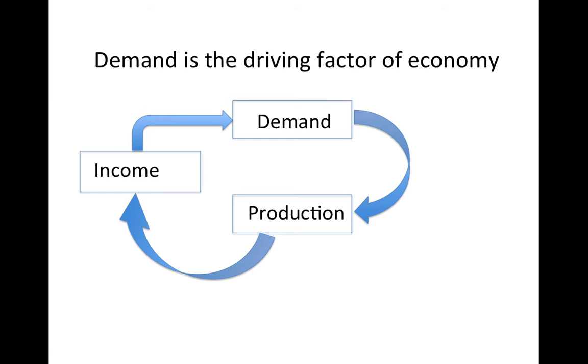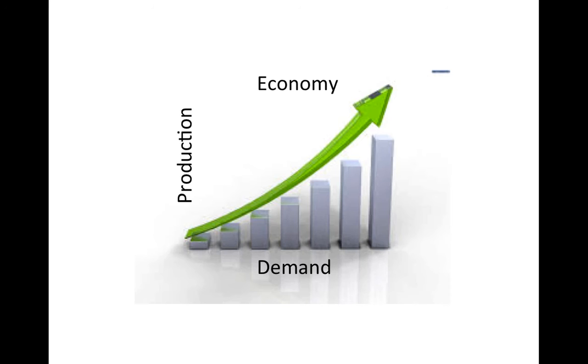Demand is the number one driving factor of the economy. Production depends on demand. Based on production, income creates demand. So this is a cycle. This is the economy cycle. So everything is related to each other. Look at this. This is a sign of a good economy. Demand is increasing and the production is also increasing. So the economy is looking good here.